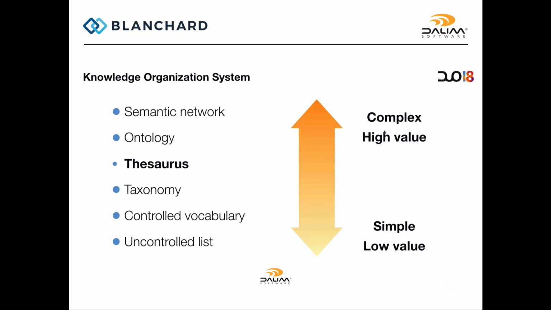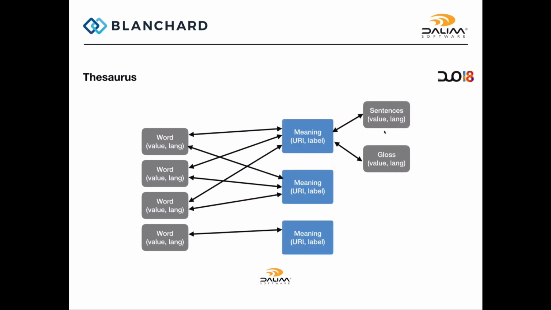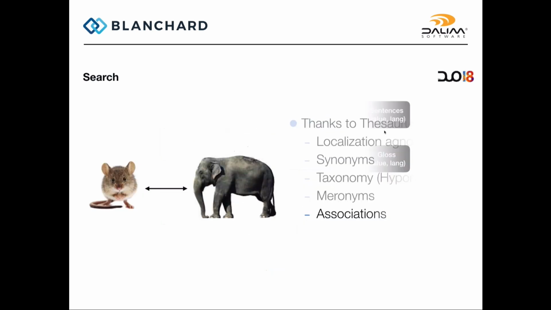And he went through all the different organizational systems of semantics, going from an uncontrolled list all the way up through a semantic network, ontology, taxonomy. What he focused on was a thesaurus. The reason he focused on a thesaurus is basically it's relation of words to meanings, right? So you have multiple words that can have the same meaning and even go between languages inside of it. You can also do associations with a thesaurus, where you're associating a mouse with an elephant.